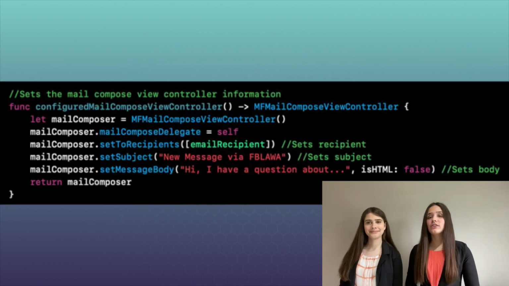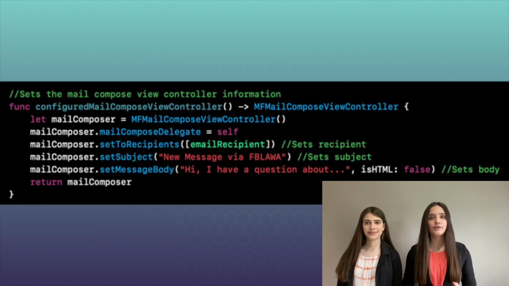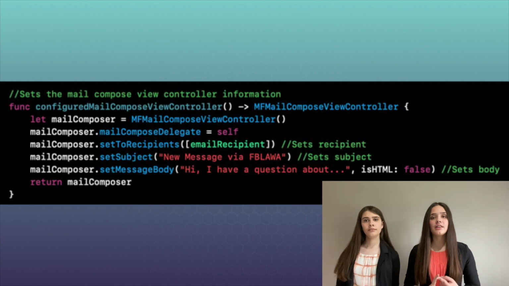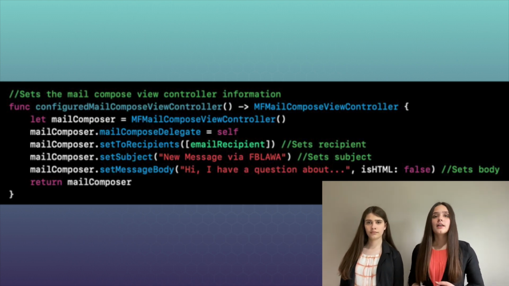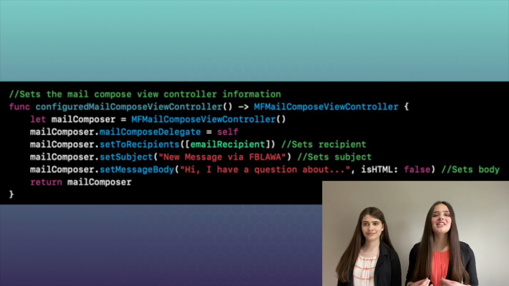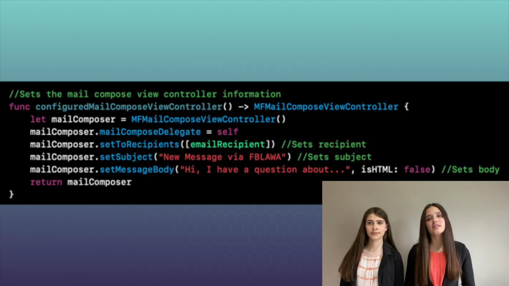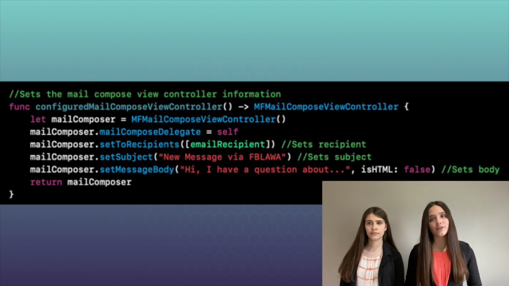And if we scroll down further, we see a function that was called earlier, the one that configures the mail compose view controller. Within this function, the recipient of the email is set to the email that was declared earlier. The subject of the email is set, and the body of the email is set up. When the user is presented with this view controller, they will be able to edit all this information, so it will still be a personal email. Unfortunately, due to time constraints, this is all the code we have time to walk through.